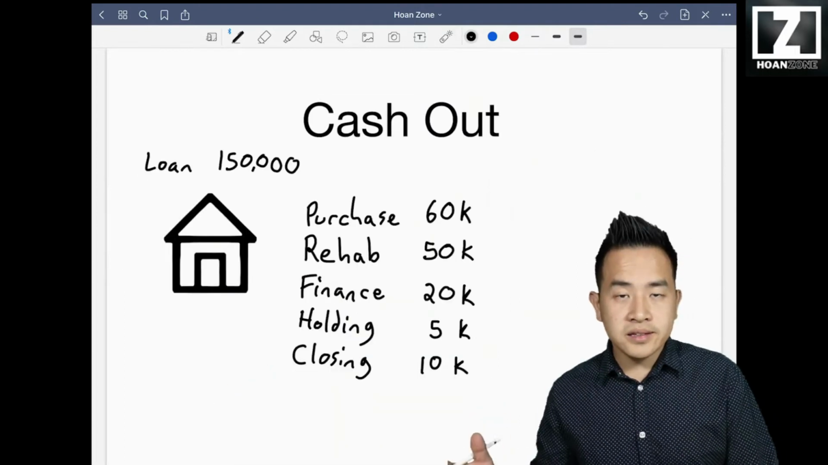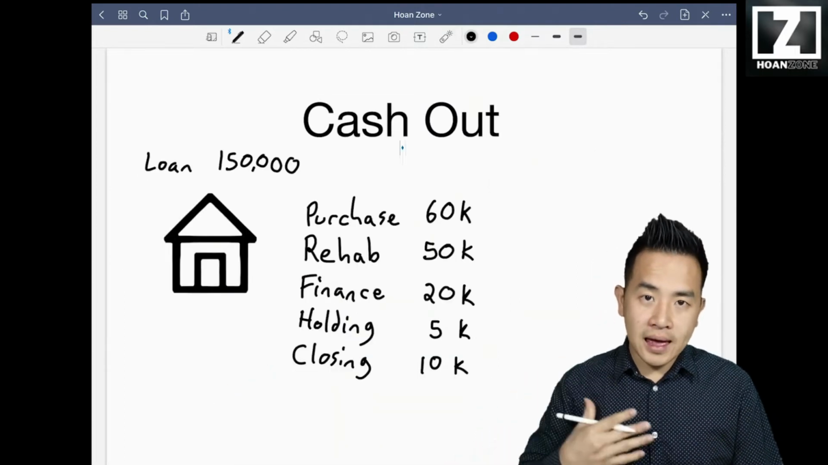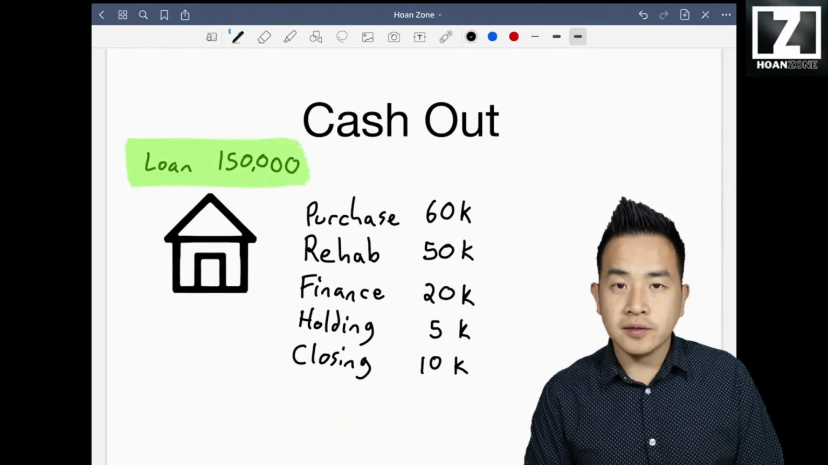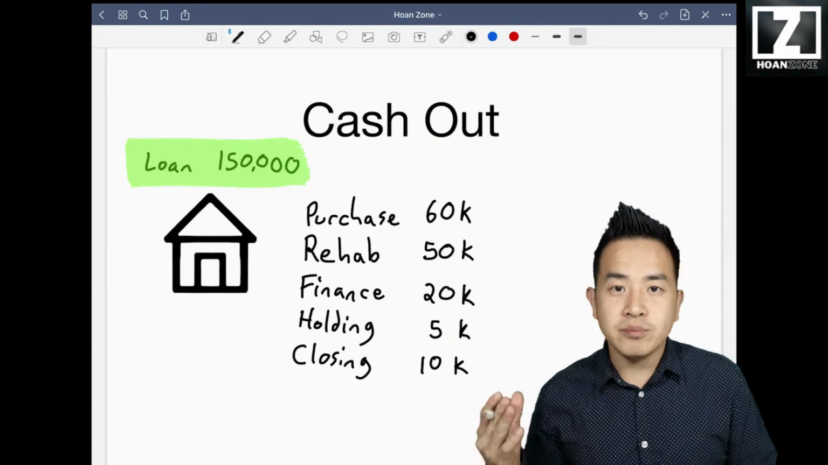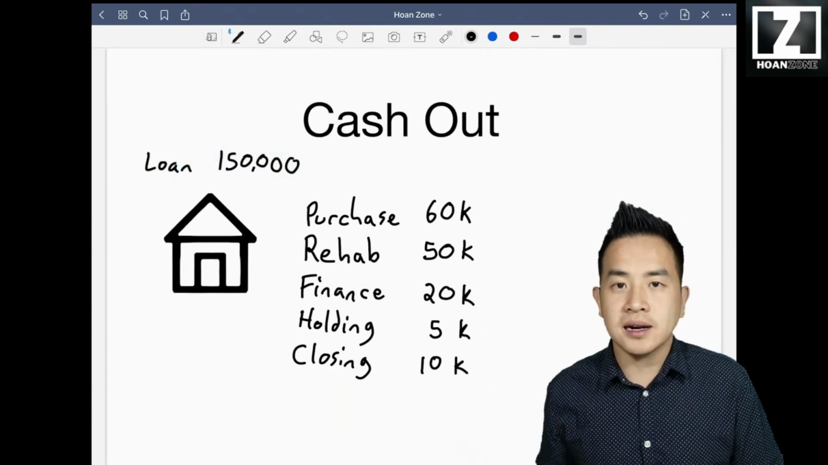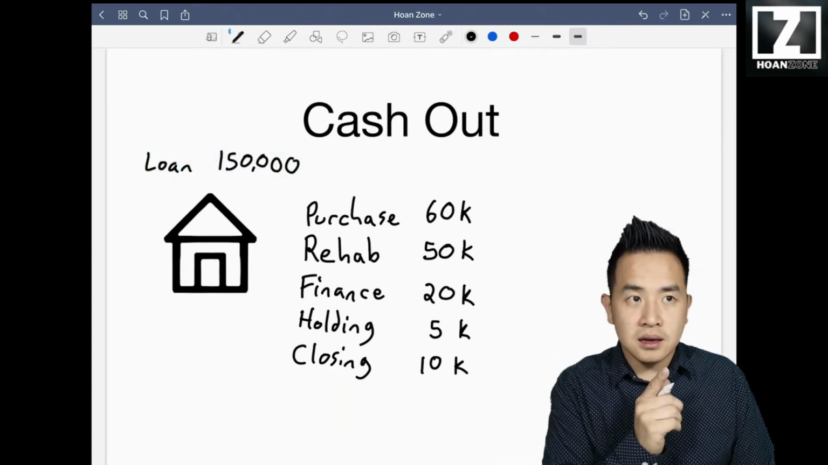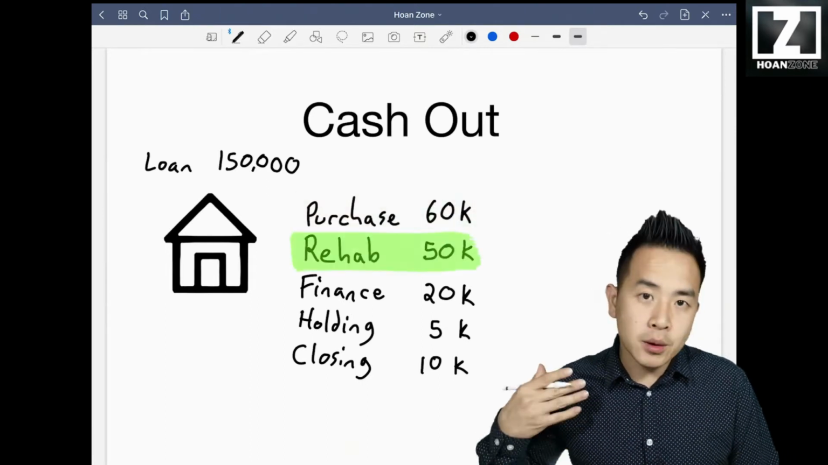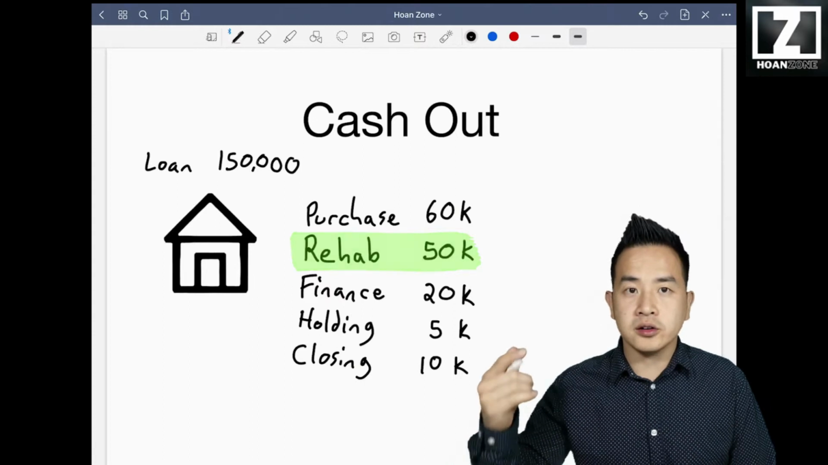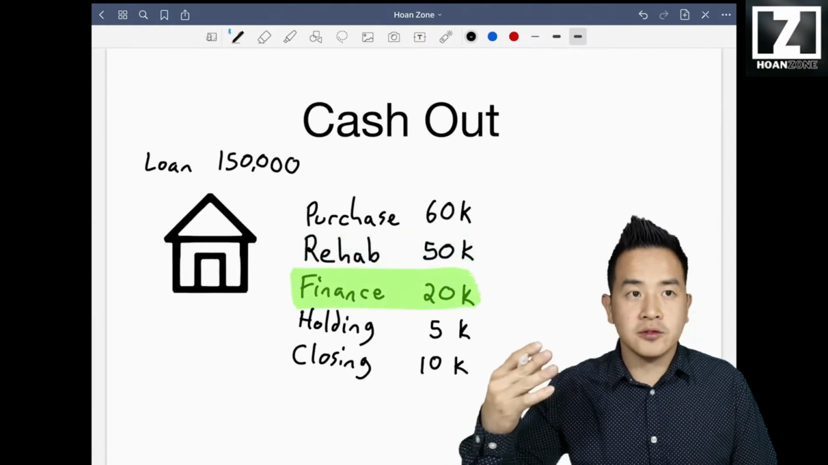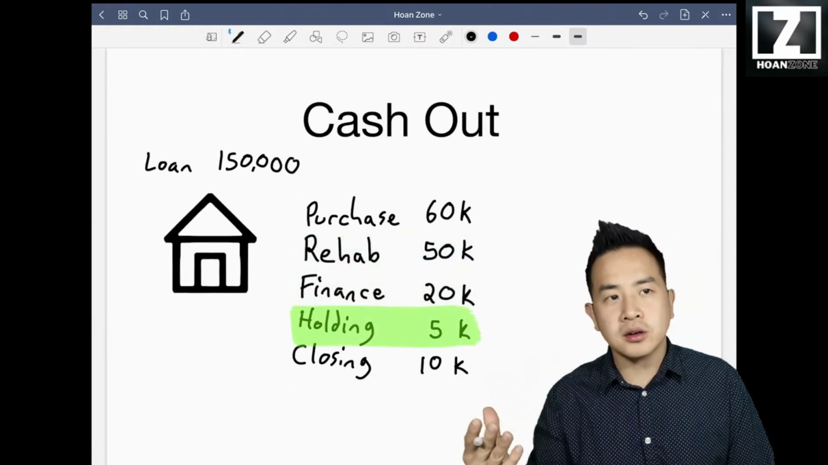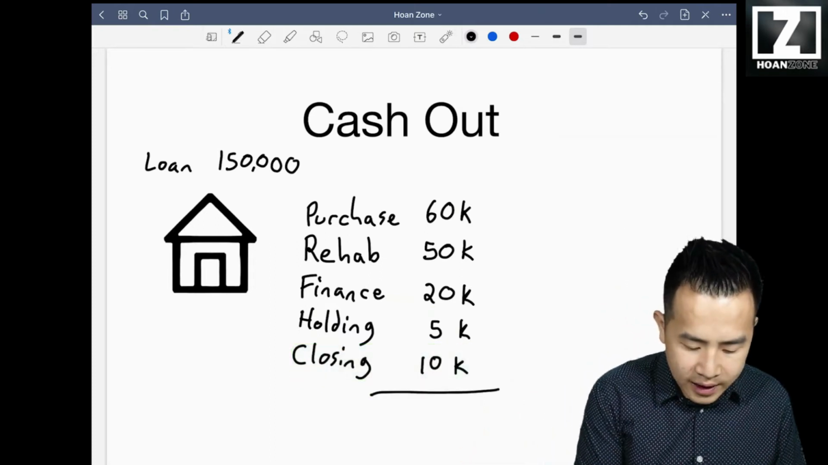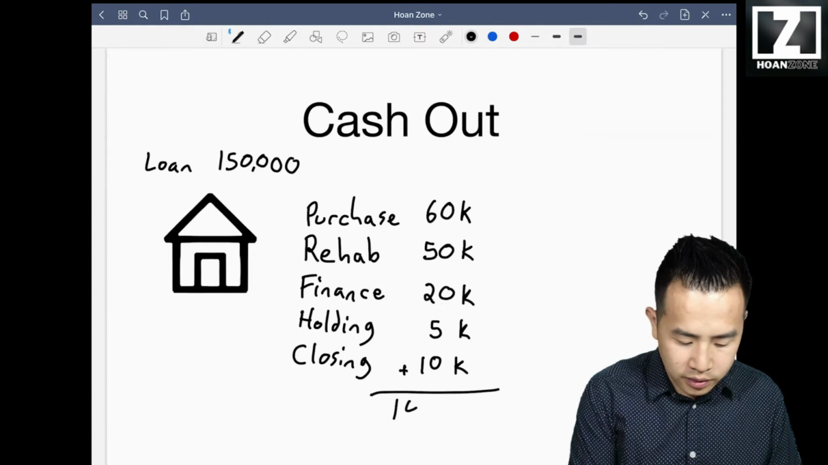The next step in my analysis is to figure out the cash out of this property. Remember, we got a loan for $150,000. That was 75% of the $200,000 ARV. In this case, our purchase price was $60,000. That's what we bought the property for. Then we rehabbed it for $50,000. We have finance costs of $20,000. We also have holding costs of $5,000. Then we have closing costs of $10,000.